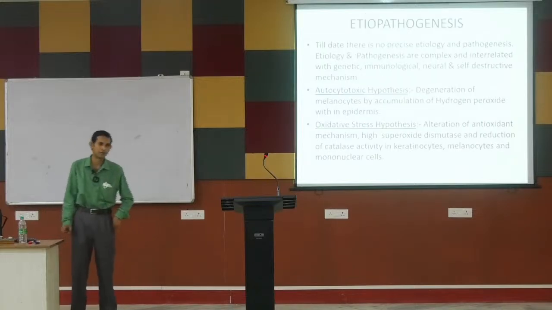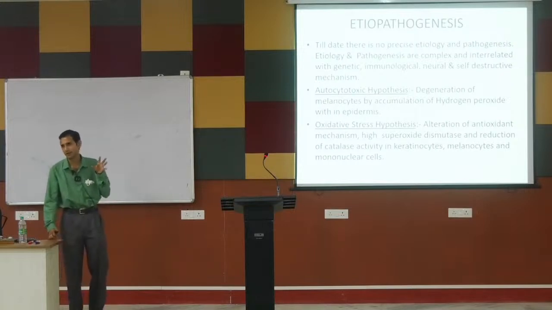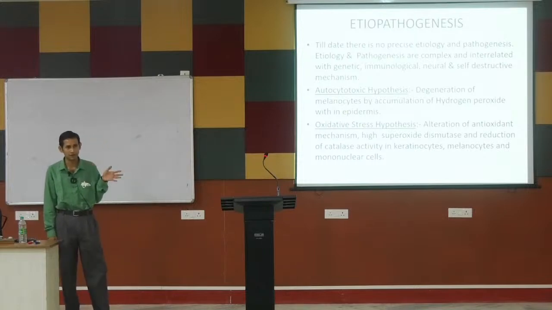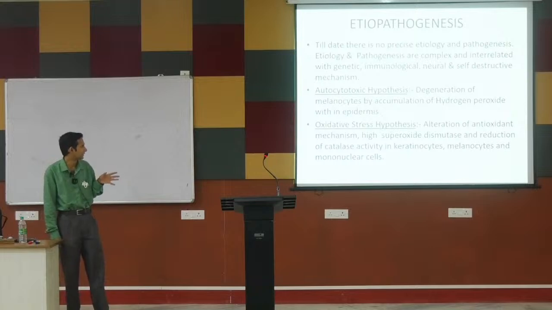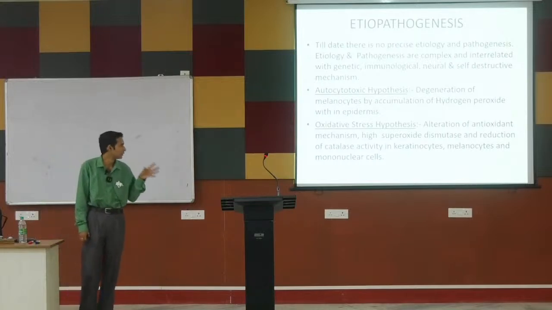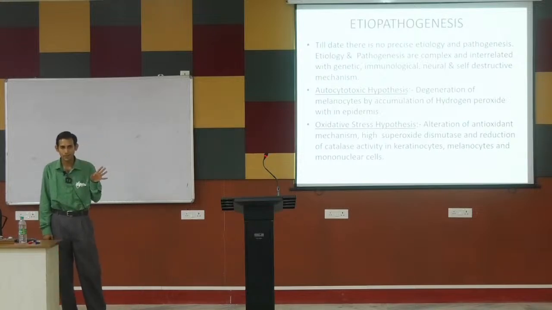Now the etiopathogenesis. What is the etiopathogenesis of vitiligo? Etiopathogenesis is complex. The exact pathogenesis is still not known. Several hypotheses are postulated. It is an autoimmune disease. Both genetic and non-genetic factors are responsible. The most important thing is that the pathogenesis is related to genetic, immunological, neural, and self-destructive mechanisms. There are several mechanisms which can give rise to this type of disease.